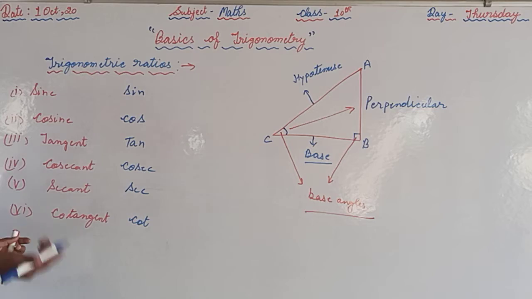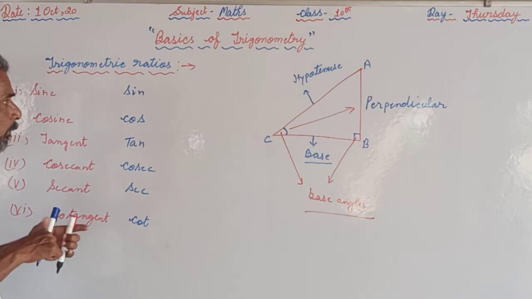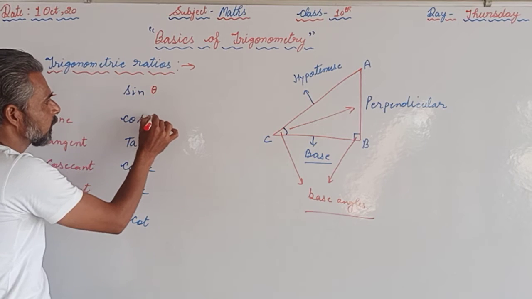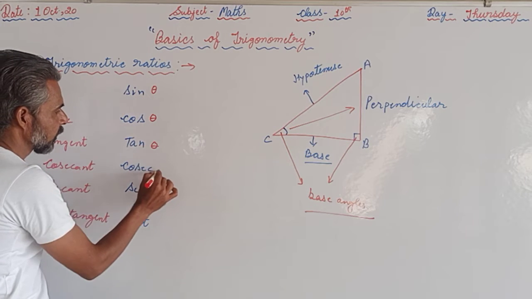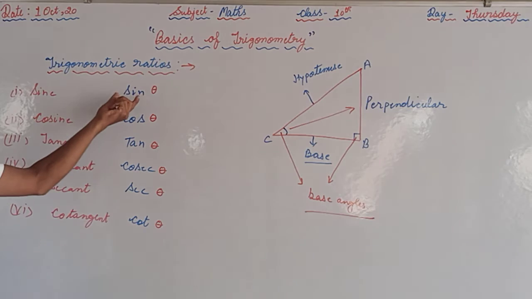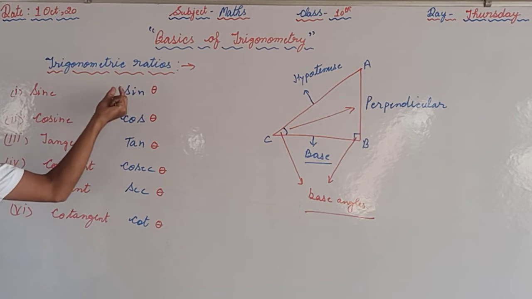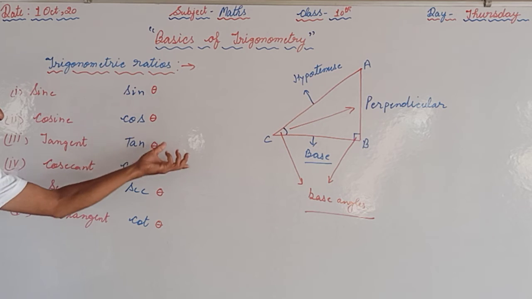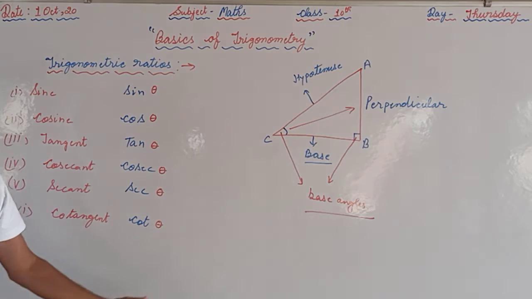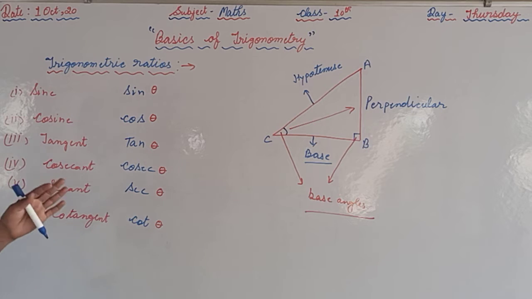Now, any ratio is incomplete without the angle. So there will be some angle, suppose theta. If you write any trigonometric ratio without the angle, it is of no use. Sine, which sine? Sine of theta. Cosine of theta. Tangent of theta. Cosec of theta. Sec of theta, or cot of theta. Without theta, that is meaningless. So these are the trigonometric ratios which we are supposed to use during this chapter.